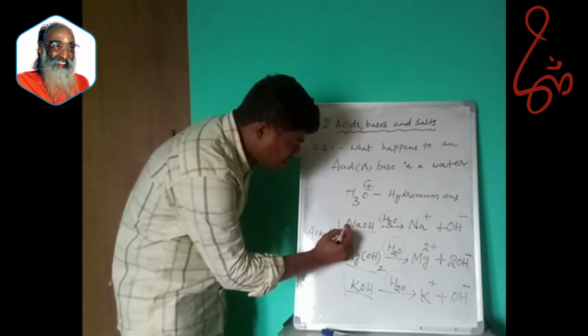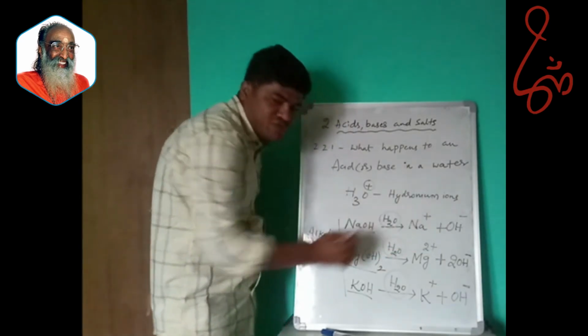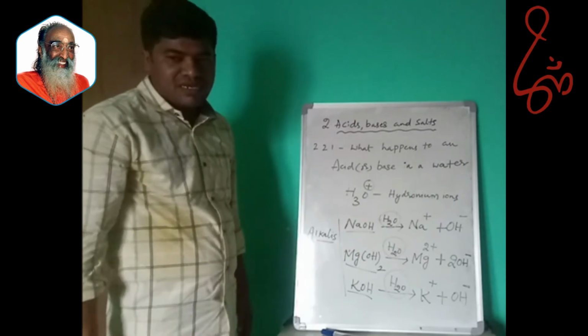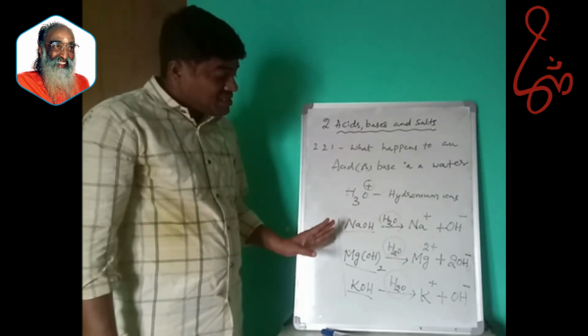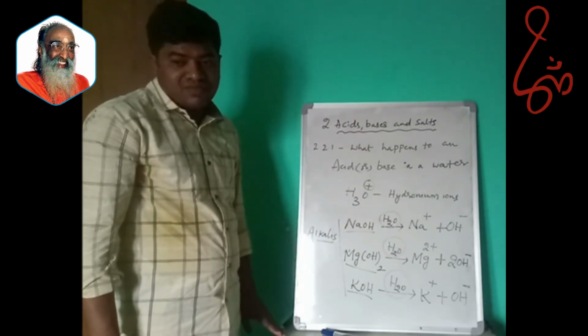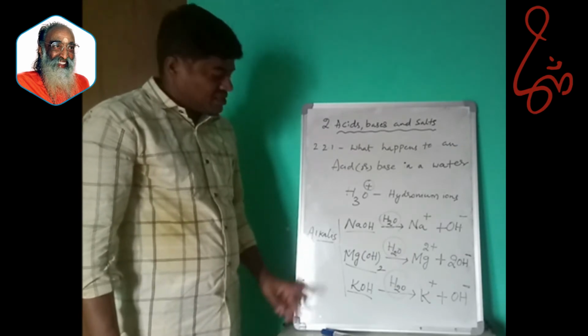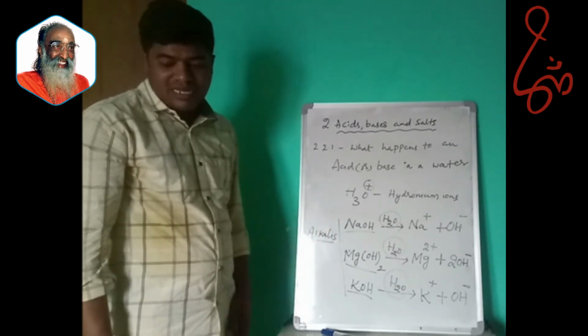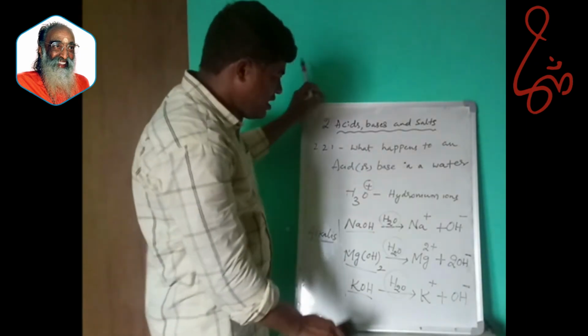You see, all these are bases. Why? Because they give OH- ions when dissolved in water. But not all bases are soluble in water. Soluble bases are called alkalis.